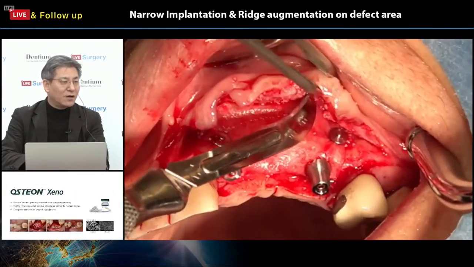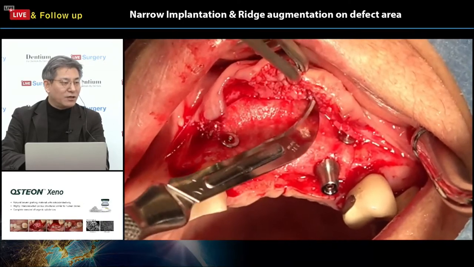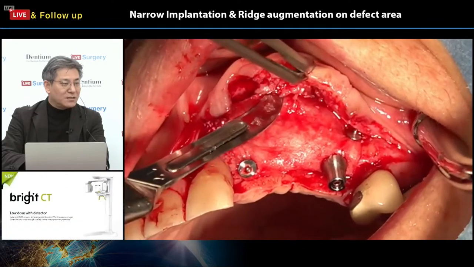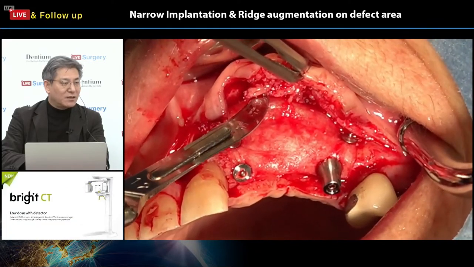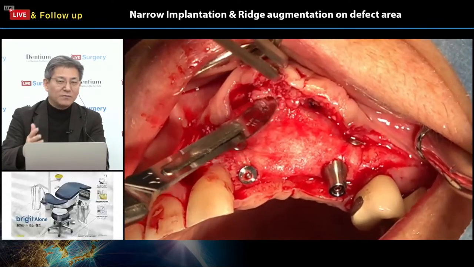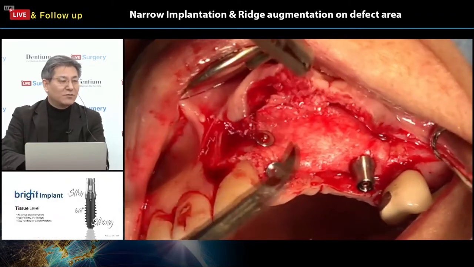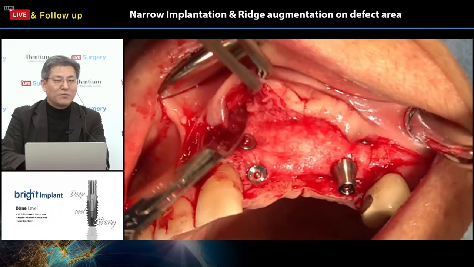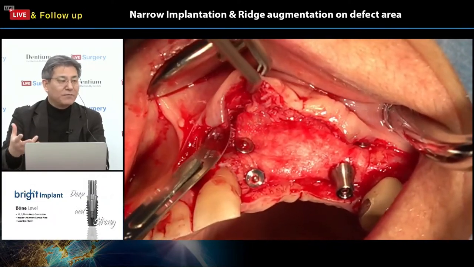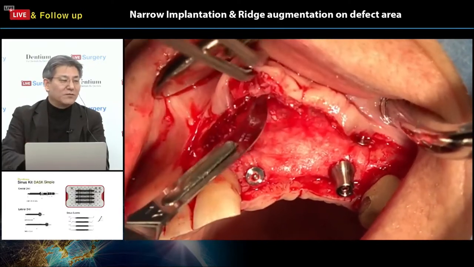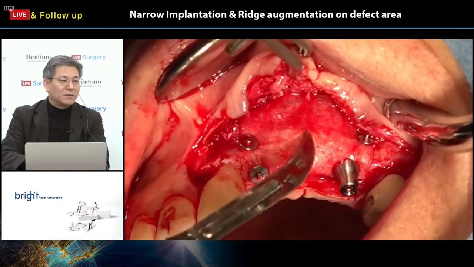Okay, now he is using the number 12 scalpel for releasing incision, to separate the periosteum from the upper, superficial layer of the flap, to give more mobility to the flap. Why?